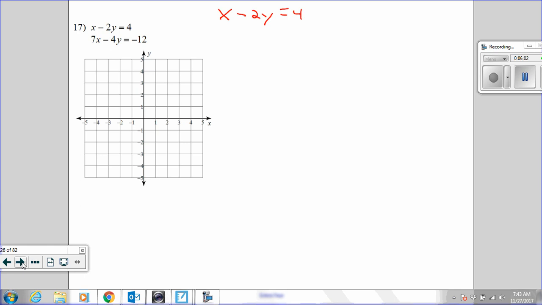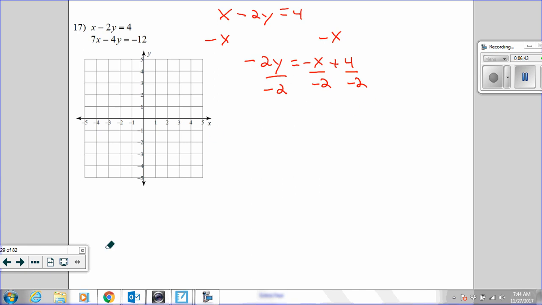Okay, so remember my first step is to set everything so that you have y is equal to mx plus b. So I'll subtract x on both sides. And that's going to give me negative 2y is equal to negative x plus 4. Now to isolate the y, I'm going to divide by negative 2 all the way across the equation on each term.